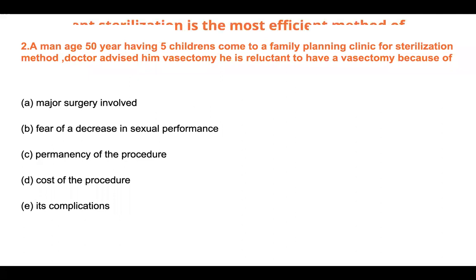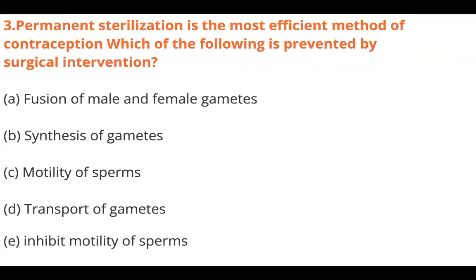Now, question number 3. Permanent sterilization is the most efficient method of contraception. Which of the following is prevented by surgical intervention? A, fusion of male and female gamete. B, synthesis of gamete. C, motility of sperms. D, transport of gametes. And E, inhibit the motility of sperms. The answer is D, transport of gametes.